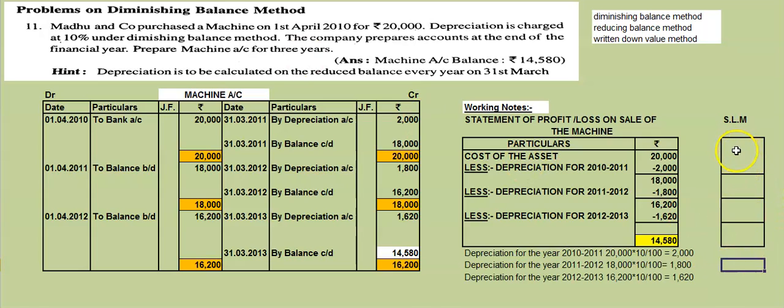What is the cost of the asset here? Same, 20,000. Now depreciation, if you do it under the straight line method, you always take it on the cost of the asset. 20,000 into 10 by 100, how much we got? 2,000. So 2,000 you have to subtract here. Now 2,000 we have subtracted.